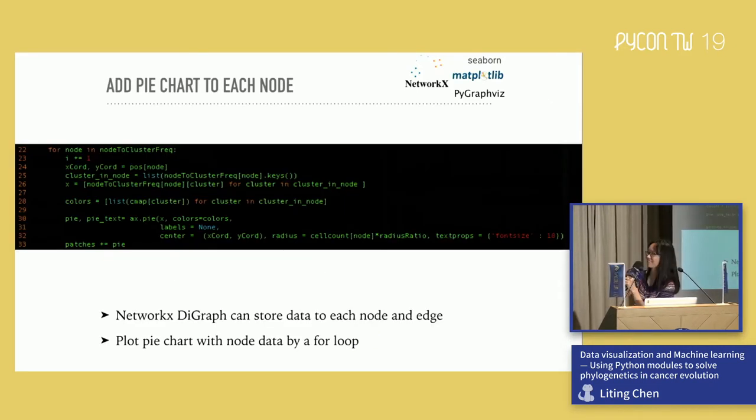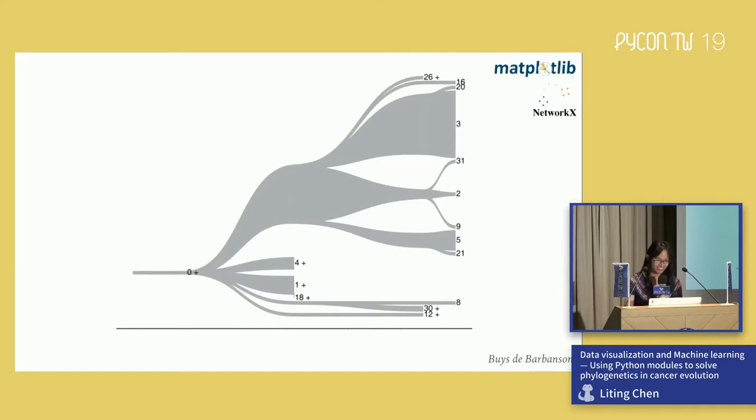Okay, and this is a code snippet for adding the pie chart to each node. I found that really cool. And here is another visualization that was developed by a colleague. This plot is generated automatically by matplotlib combined with NetworkX also.